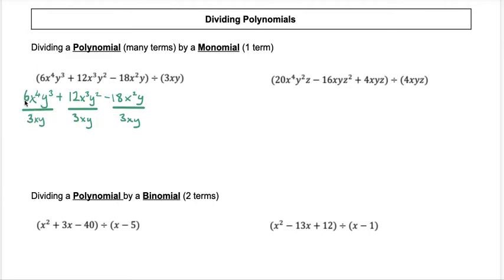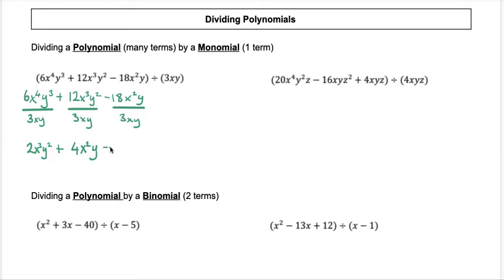So 6 divided by 3 is 2. X to the 4 divided by x, well, recall your exponent division rule, where you just subtract the exponents. So 4 minus 1 is 3, so that's x cubed. And y cubed divided by y is 3 minus 1, that's y squared. Plus, there's our plus coming straight down here. 12 divided by 3 is 4. X cubed divided by x is x squared, that's 3 minus 1 is 2. Y squared divided by y, 2 minus 1 is 1, so that's just y.